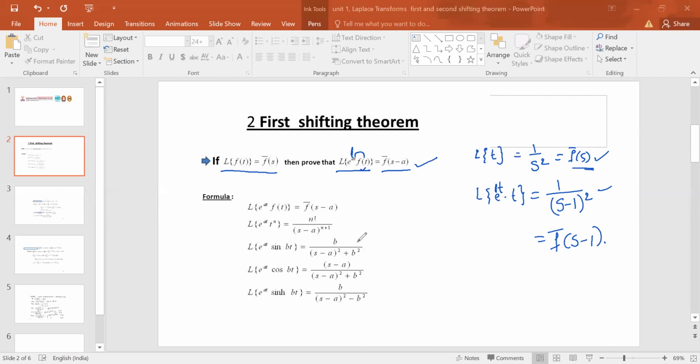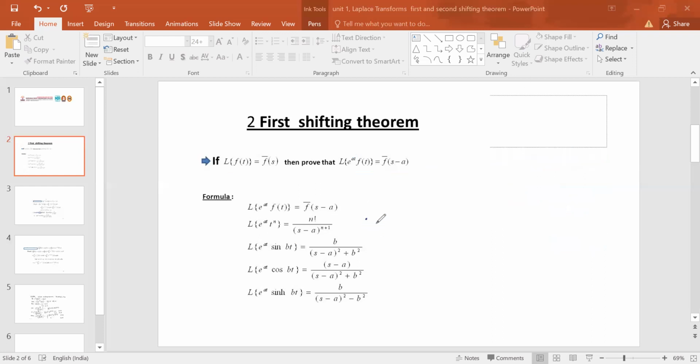If you see a few examples, here we have e power at into t power n. We know that the Laplace transformation of t power n is n factorial divided by s power n plus 1. But here, along with this t power n, we have e power at. Then immediately this term should be written as n factorial divided by, instead of s, s minus a whole power n plus 1.